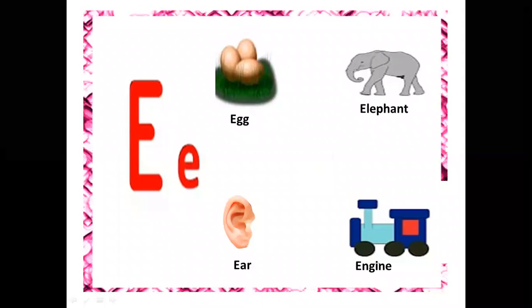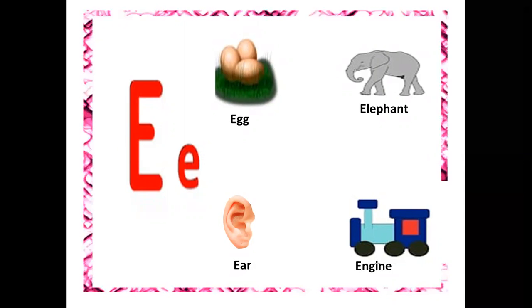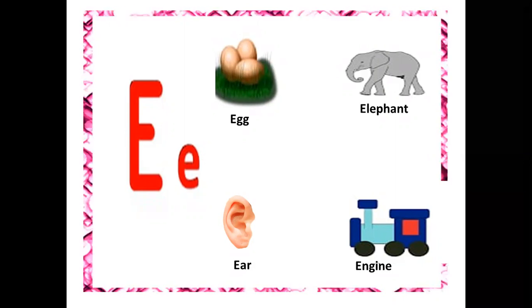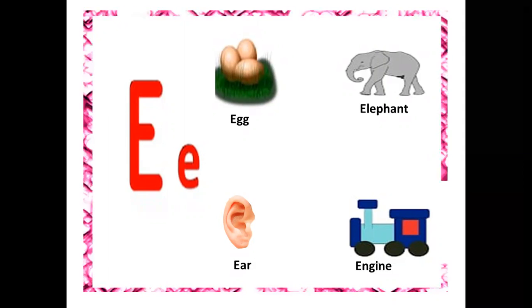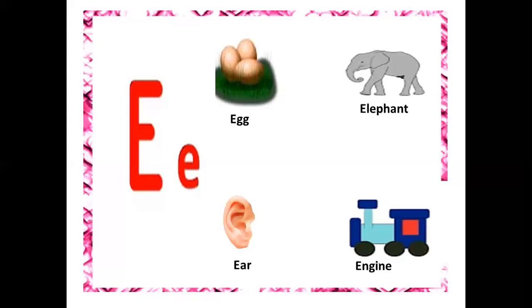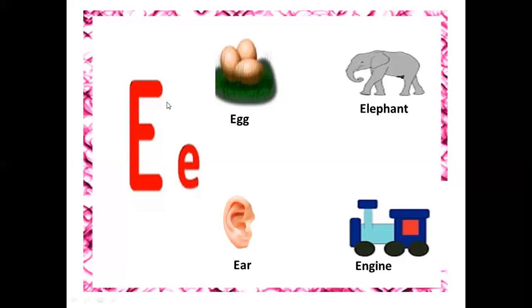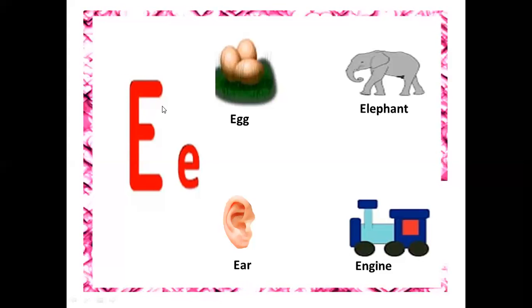Dear little learners, you have learned up to now letters A, B, C, D, E, F, G, and H. In the previous lecture, we learned the words that start from the letters A, B, C, and D. And in this lecture, we are going to learn which words start from the letters E, F, G, and H. So let's start from the letter E because up to D we have done in the previous lecture.